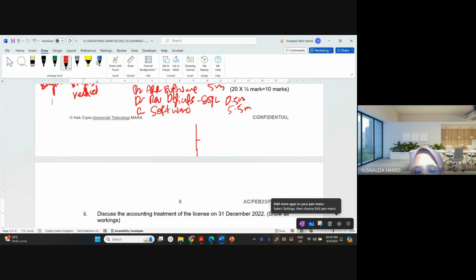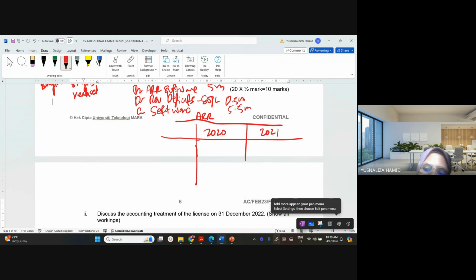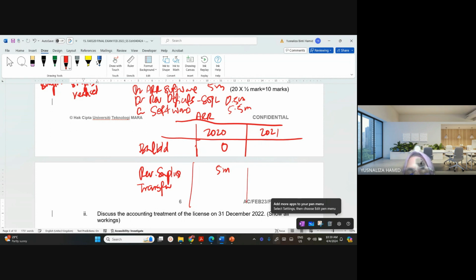So imagine this is your ARR in your statement of changes in equity. This is 2020 and this is 2021. 2020 balance brought down was zero. But in 2020 you have revaluation surplus, right? Revaluation surplus was 5 million. In the same year, you have transfer. Transfer means transfer to the retained profit because of the revaluation surplus realized, 1 million. So the balance is how much? 4 million, right? So 4 million here. 4 million is your balance carried down. So the following year, this 4 million will be here. So the revaluation deficit that you will have to go and offset is just 4 million.